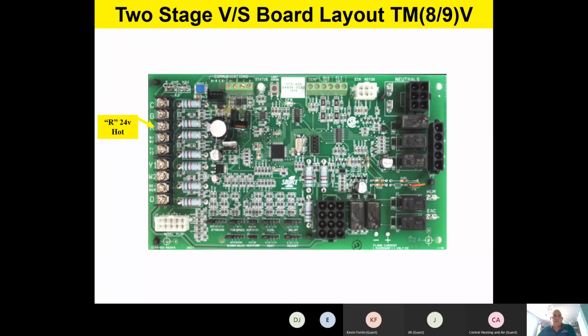R is your 24-volt hot, again, very conventional. And because it's a two-stage heating and two-stage cooling capable board, here we have W/W1, just like we had before on our previous board. If you're stuck with a single-stage thermostat, we can still give you some staging on this board with a jumper selection. But be sure if you have a single-stage thermostat, hook it to the W/W1 terminal.